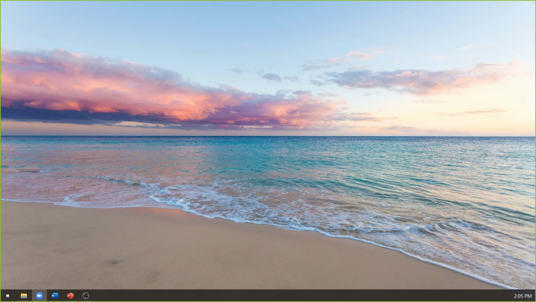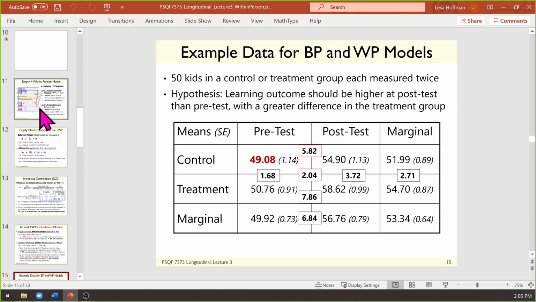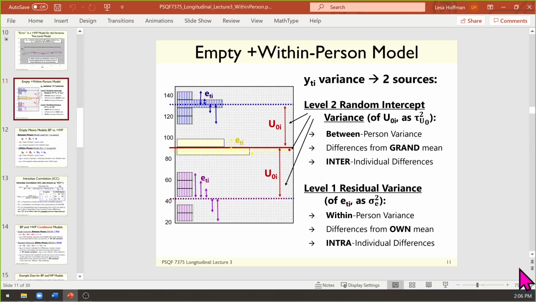So if we go back over the vocabulary, we have level 2 is between persons, is time invariant, and level 2 variance in the mean, in particular, one pile we know of as level 2 random intercept variance. So the variance of the U sub 0 terms, going to have to get my picture out here. I want this picture right here. This is slide 11 in lecture 3. So the idea that people are different from each other on average. So U0I is how far off each person's mean is from the grand mean.